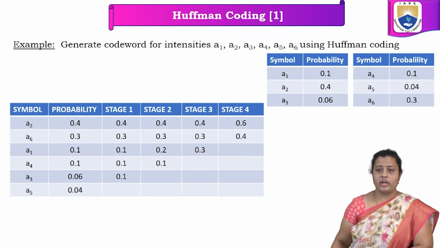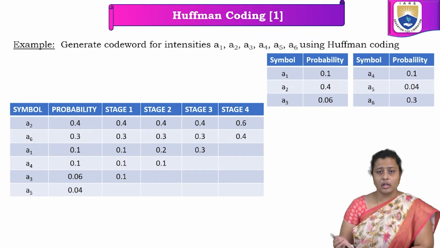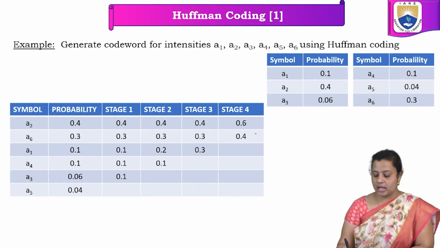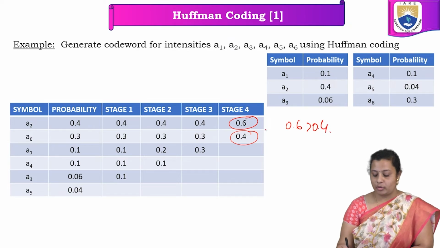So the forward steps we have completed. Next, we have to do our backward steps to code our symbols, right? After completing the forward steps, what is in the backward step? We have to consider the last stage, which is stage 4 here. Now, if the probability of the first symbol is greater than the second, so if we observe that 0.6 is greater than 0.4, right? So for 0.6 we give the value as 1, and for 0.4 we give the value as 0. So we code the values as 1 and 0 like this.